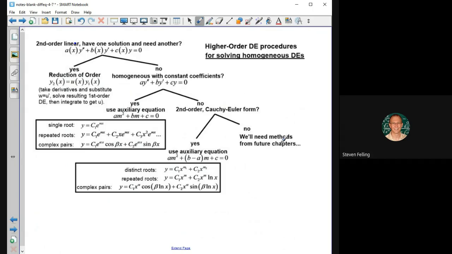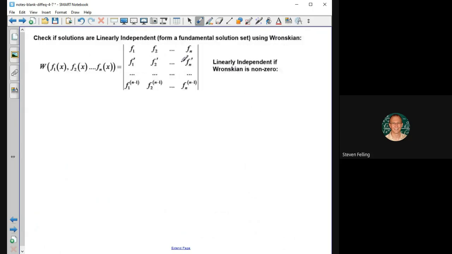Okay, and then there were a couple other things in the unit here too. We also know that if we want to check if two solutions are linearly independent, we can use the Wronskian, which means you load up all the functions for each of the solutions. You take all their derivatives to get a square matrix. And as long as that is not zero, then that means that they're linearly independent. Okay.